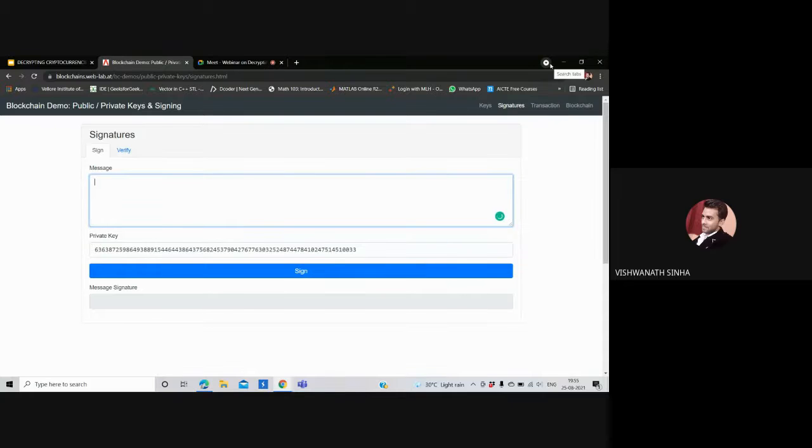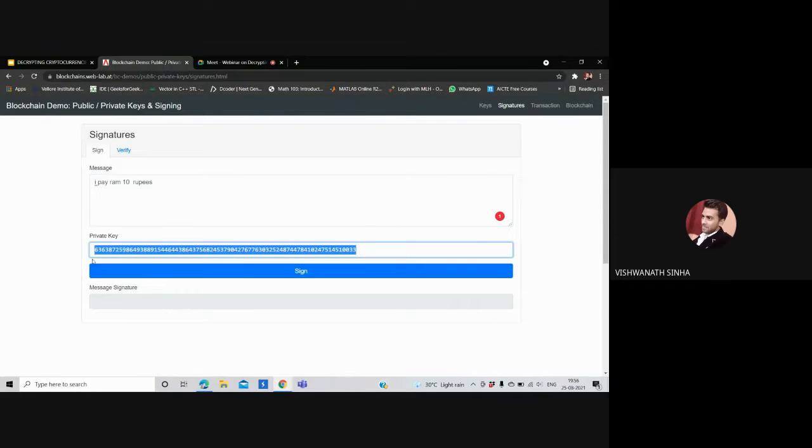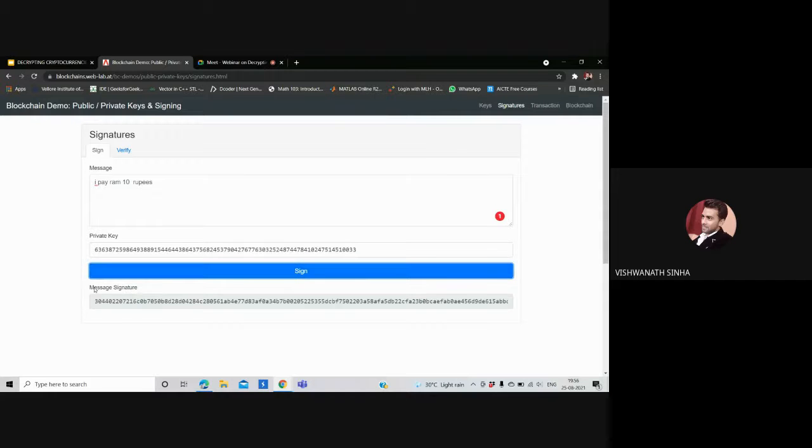So how do we make a signature? This is the particular message, like I pay Ram 10 rupees. This is the message to which I want my signature to be embedded. This is my private key, as you can see here. And now I will sign this message. What we get is the hash of our signed message. Yeah. So this will be shared with the third person along with our public key.